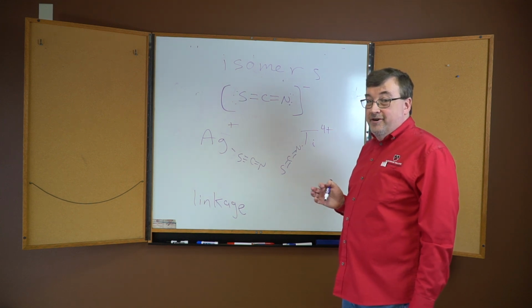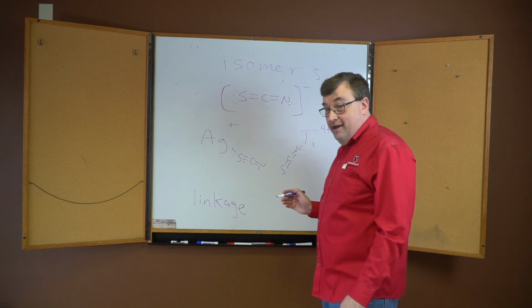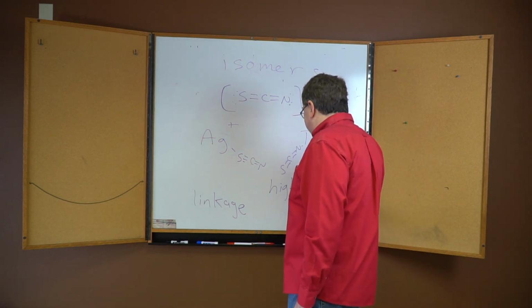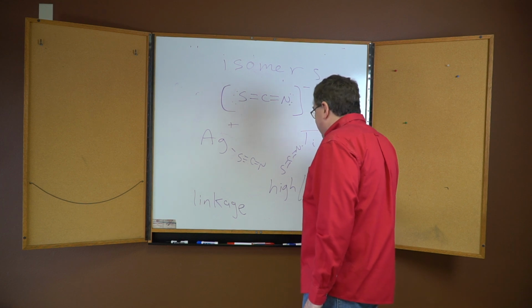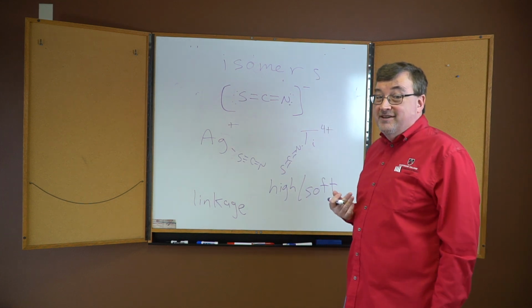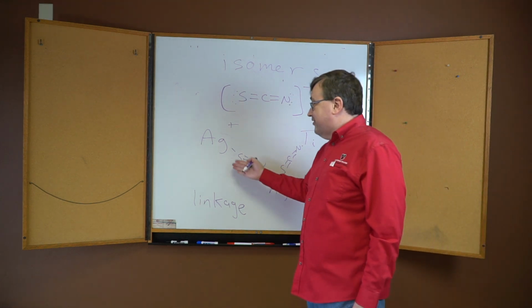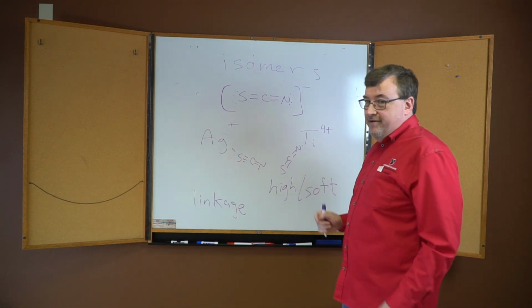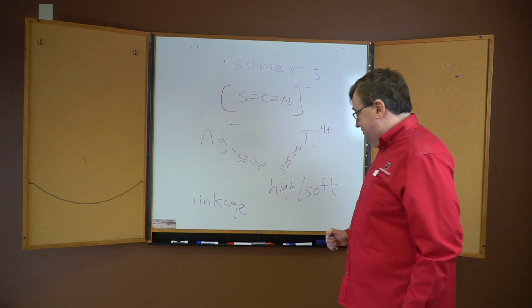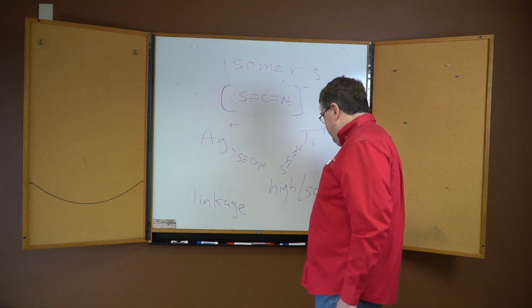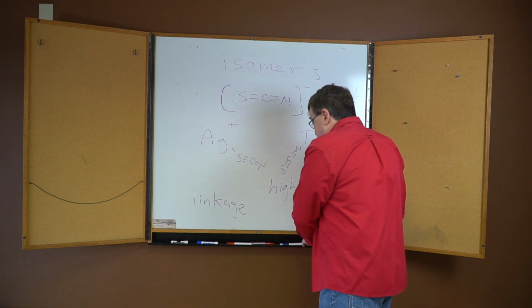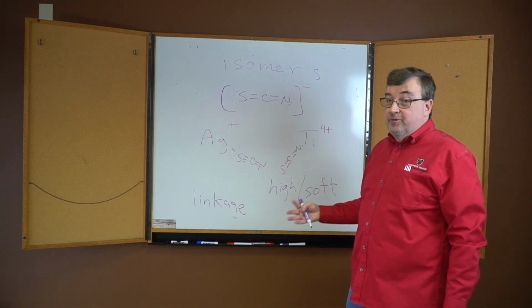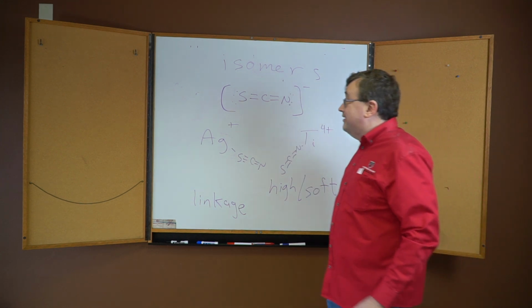What is this a reminder of, Abigail? This is where hard-soft acid-base theory comes into play. The soft sulfur goes after the softer silver. The hard nitrogen goes after the hard titanium. So linkage isomers: what atom actually attaches to the metal when you have a choice?